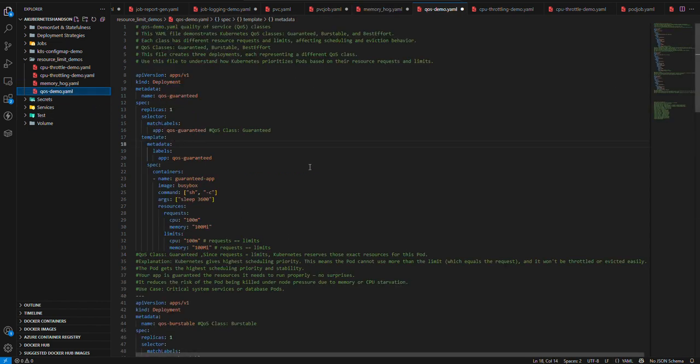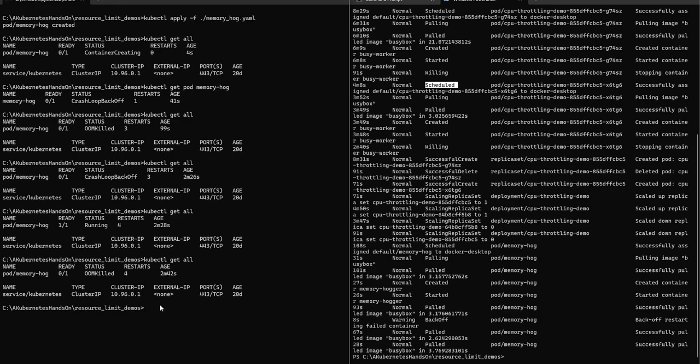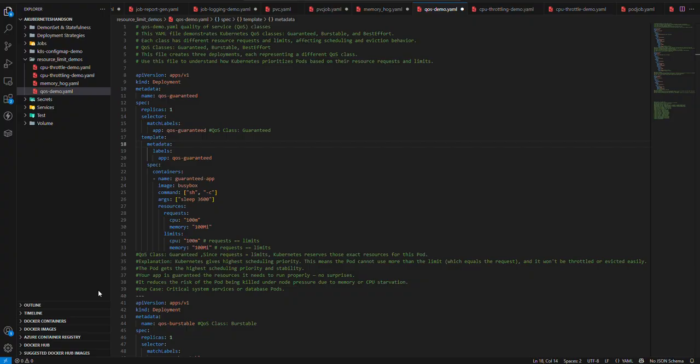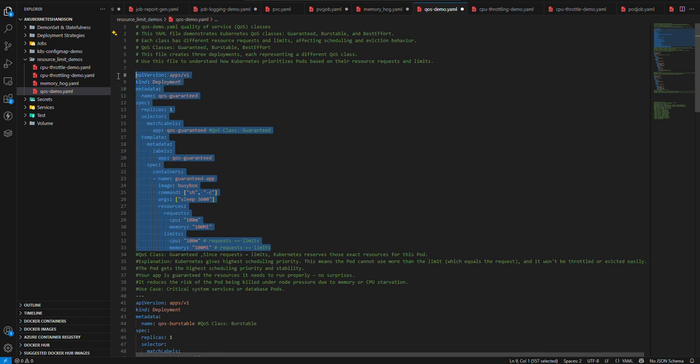Okay, so the last thing here, let me delete this with kubectl apply, and then let's delete this resource as well. The last is the QoS, quality of service demo. So this YAML is going to demonstrate the quality of service classes: what is guaranteed, burstable, and best effort. I think we have discussed this in the example also.